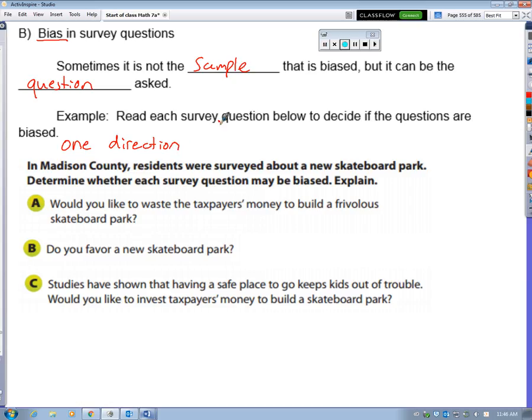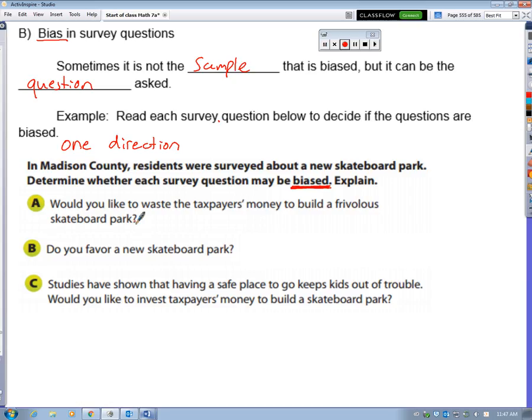Okay, so here's our first situation here. In Madison County, residents were surveyed about a new skateboard park. Determine whether each survey question may be biased. Explain. Okay, so they're trying to get people to, if it's biased, they want them to choose one answer over another. Okay, so let's take a look at question A. If people were going to be asked question A, we want to know if they would be led to pick one answer over another. So here's the question. Would you like to waste the taxpayers' money to build a frivolous skateboard park?